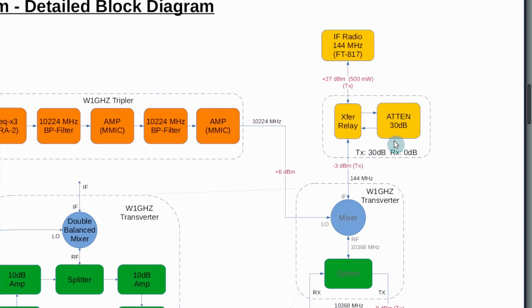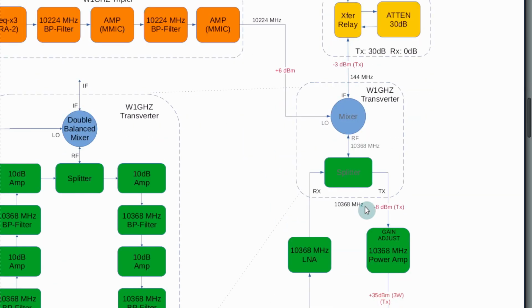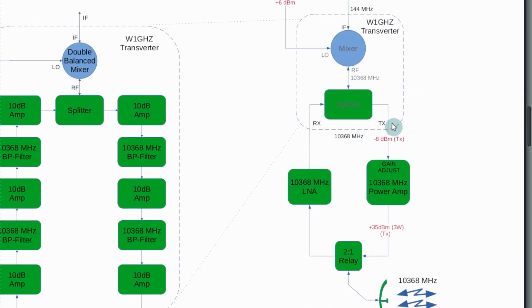Remember that I have this attenuator here that is by default inline, and in receive it gets removed and the transfer relay bypasses the attenuator. So in the transmit path we go through 30 dB of attenuation, so a factor of 1000 down, so 500 milliwatts divided by 1000 is minus 3 dBm. So it's 30 dB less than plus 27, so it's minus 3. And minus 3 will make this thing happy. Mixed with the 10224, that gets us to 10368 in transmit.